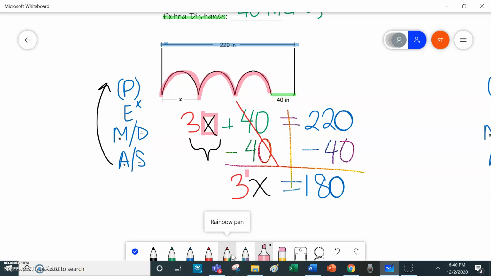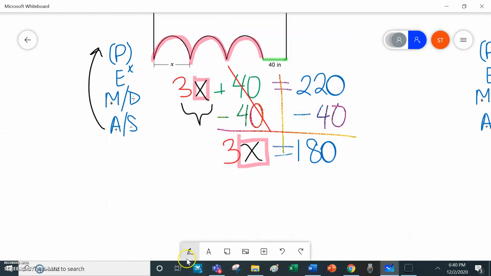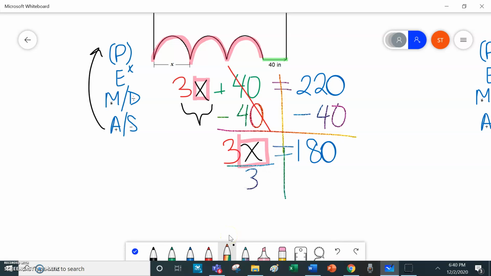I'm still looking for the value of x, and now I don't see any additions or subtractions. I'm now looking for a multiplication or a division. I know that when there's a number next to a letter, that means they're multiplying. So the only way I have of undoing it is to divide. So I'm going to divide both sides by 3. When I do that, I can cancel out the two 3's because 3 divided by 3 is 1. So there's no need to keep it. And now I know what x is. x equals 180 divided by 3, which is 60.